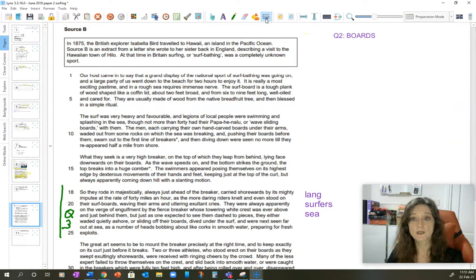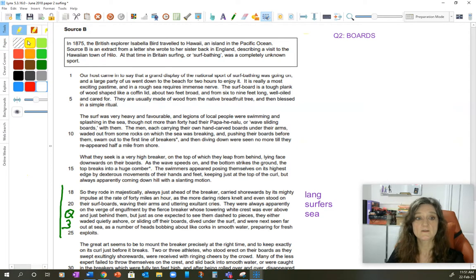So hopefully you're thinking what I'm thinking. You're like, yeah, the surfboard stuff is starting straight away here. So this is Q2. Immediately she starts going on about it, and I'm just using my memory here, but I can see a difference straight away. These ones are 6 to 9 feet, and I think the ones in source A were a lot bigger and longer than that. She talks about them being well oiled and cared for.